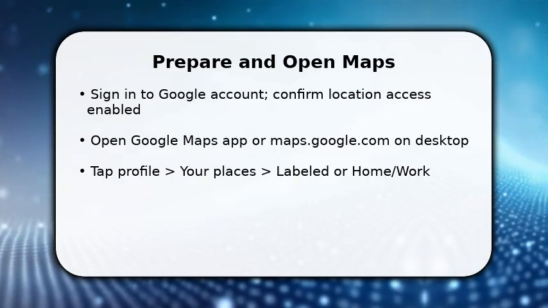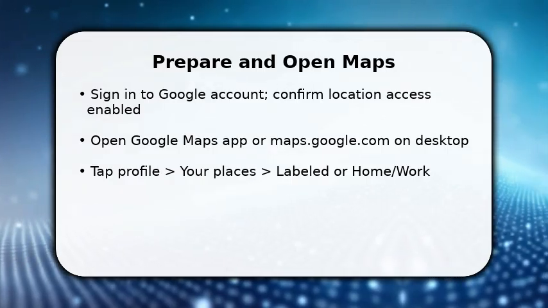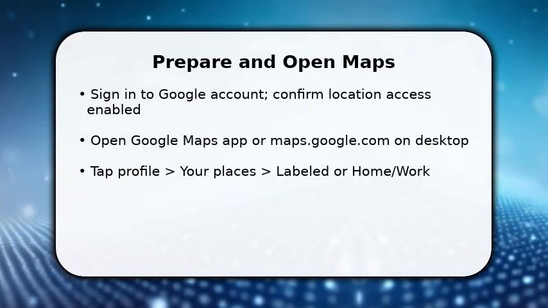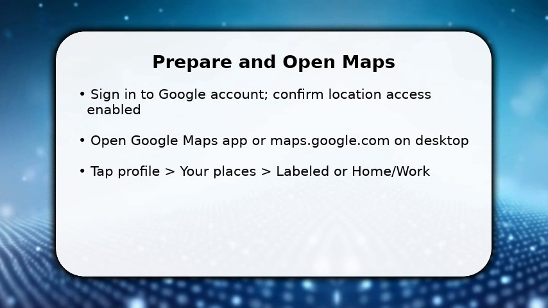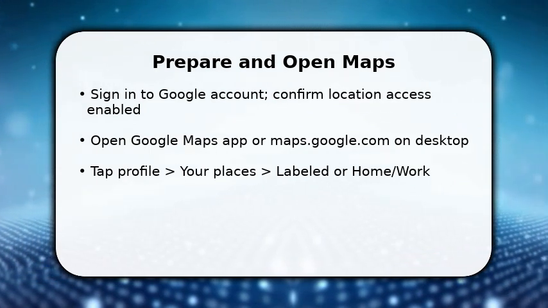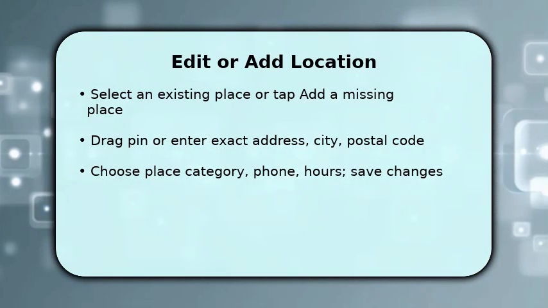Next, tap your places, then choose labeled or home/work for personal addresses. These first steps begin the update process and prevent mismatches between devices, so double-check the account and permissions before moving forward. Now you edit the location itself.